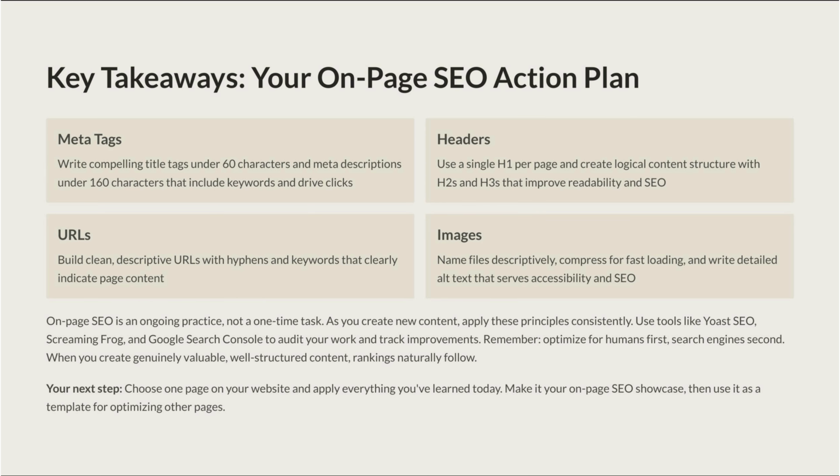Craft compelling title tags under 60 characters and meta descriptions under 160 characters with keywords to drive clicks. Use a single H1 per page, structured with H2s and H3s for readability. Create clean URLs with hyphens and keywords. Descriptively name and compress images, adding detailed alt text. Consistently apply these principles for ongoing SEO success.